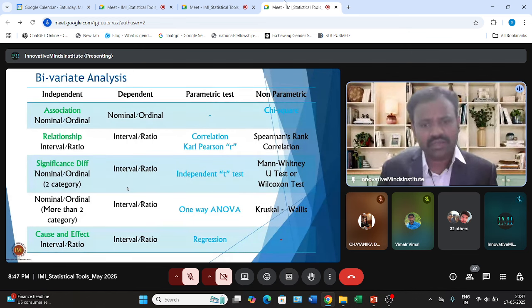Another test is there, which is called a one-way ANOVA. What is that? If you have more than two categories in your independent variable, which means religion or caste or education, and you are comparing with the dependent variable, what test do you need to use? One-way ANOVA you have to use.